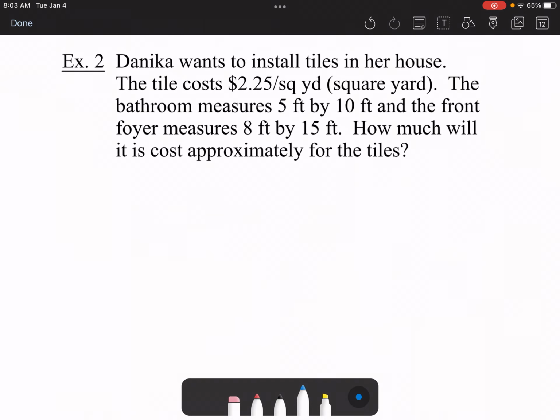Now let's try another conversion. In this problem, Danica wants to install tiles in her house. The tile costs $2.25 per square foot, or sorry, square yard, my apologies. The bathroom measures 5 feet by 10 feet, and the front foyer measures 8 feet by 15 feet. How much will it cost approximately for all these tiles?